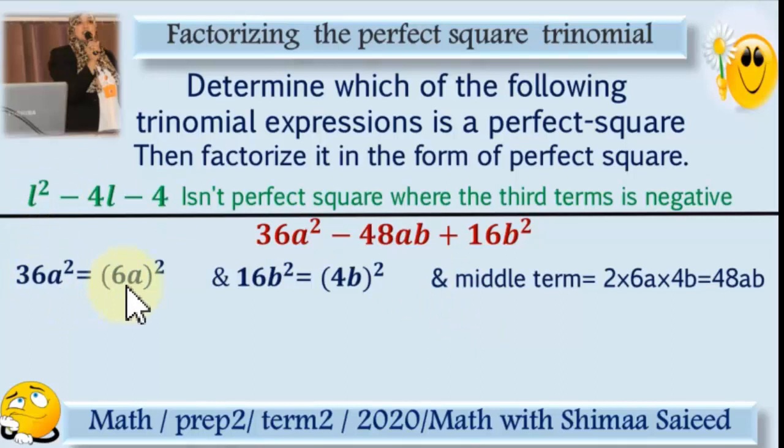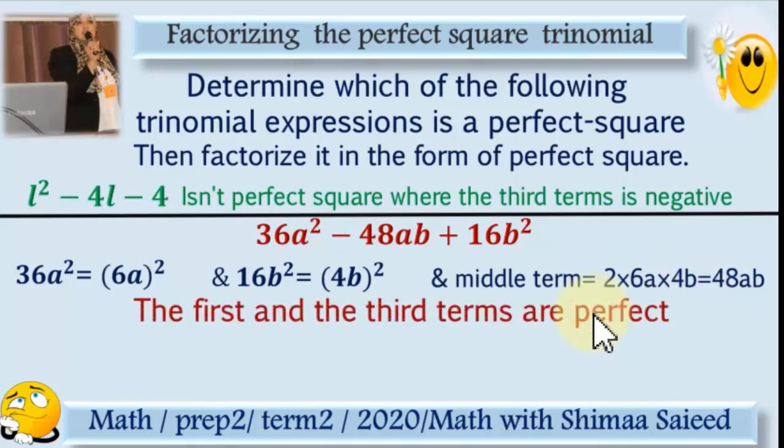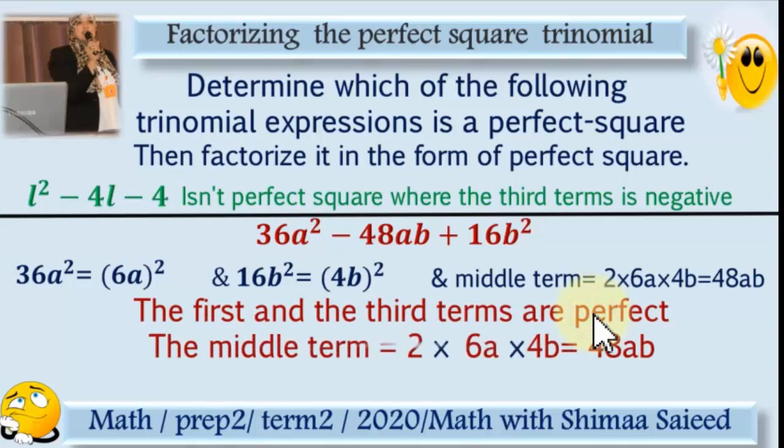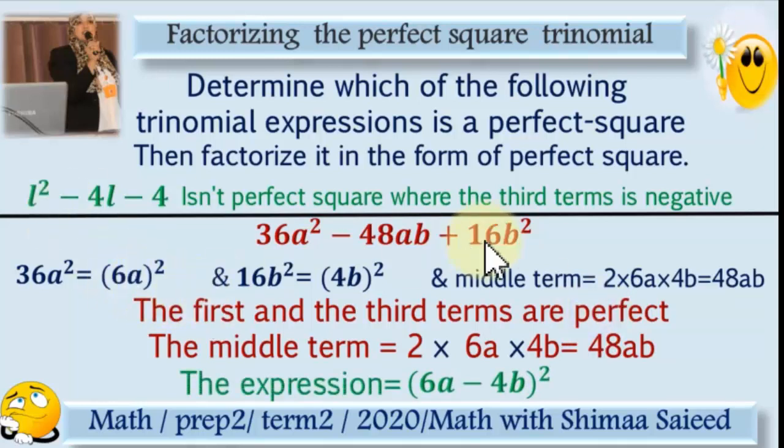The first term is a perfect square, the third term is a perfect square, and the middle term equals the root of the first times the root of the third times 2, which is 48ab. So the expression is the root of the first, minus, like the sign of the middle term, the root of the third, all power 2: 6a minus 4b all power 2.